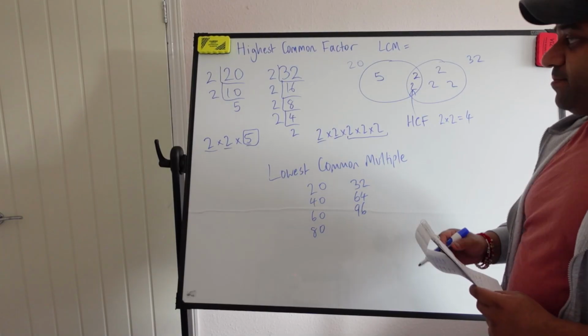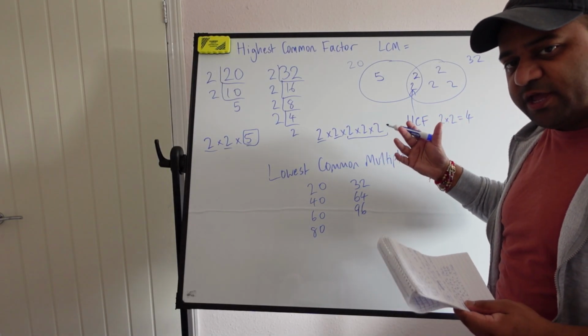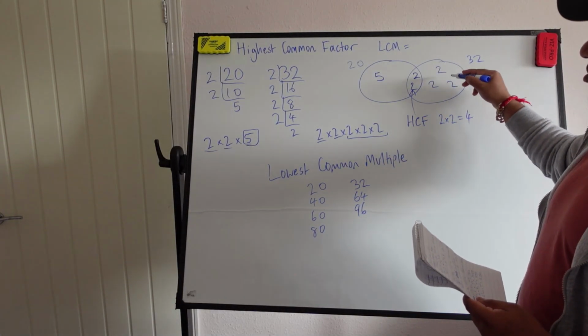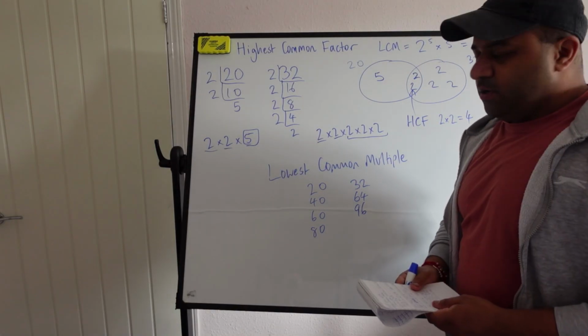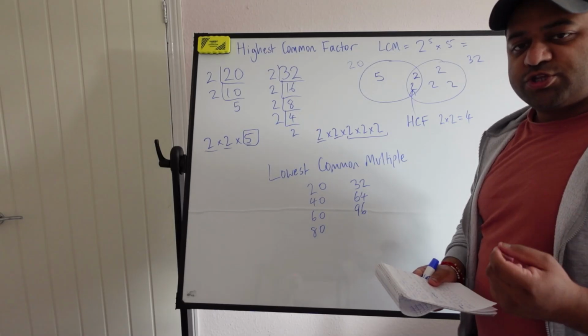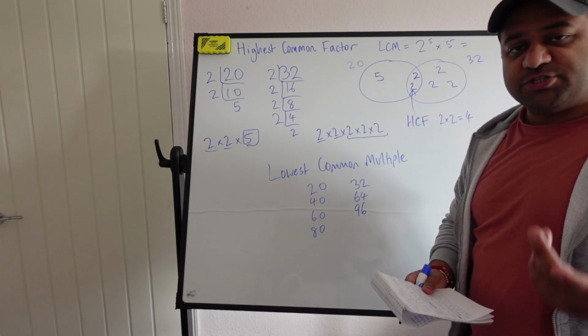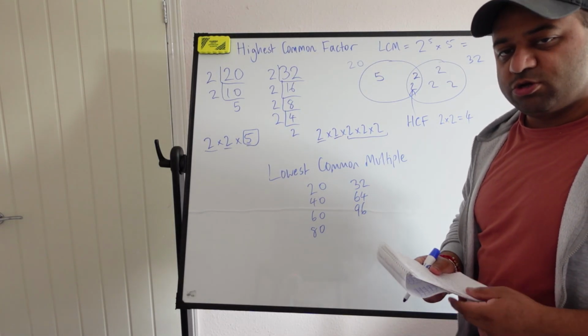So the LCM, or the lowest common multiple, is 2 to the power of 5 multiplied by 5. So 2 to the power of 5 is 32. 32 multiplied by 5 is 160.